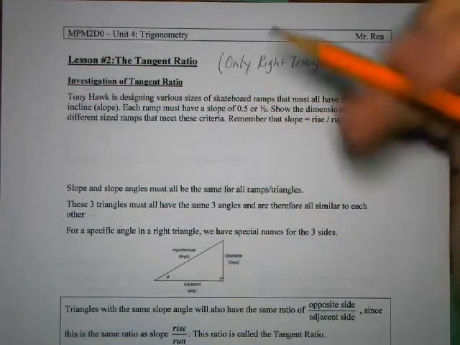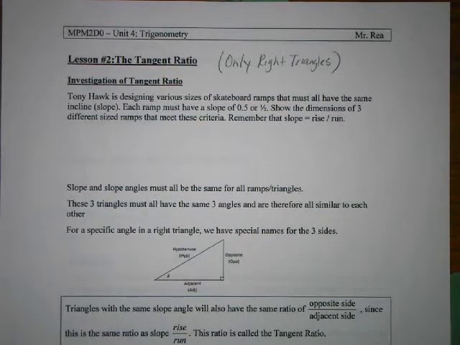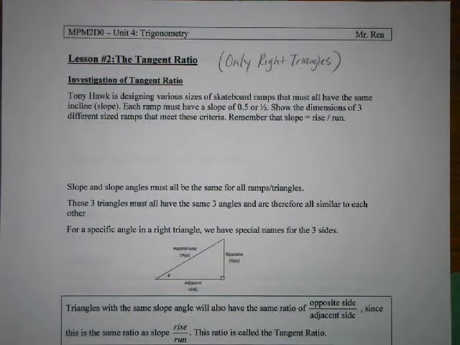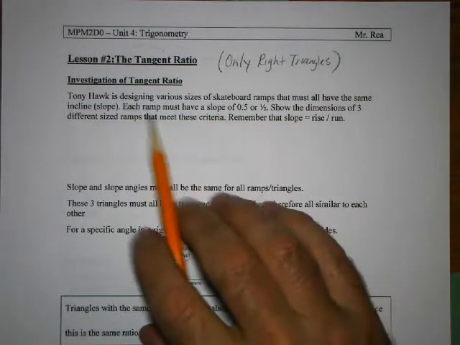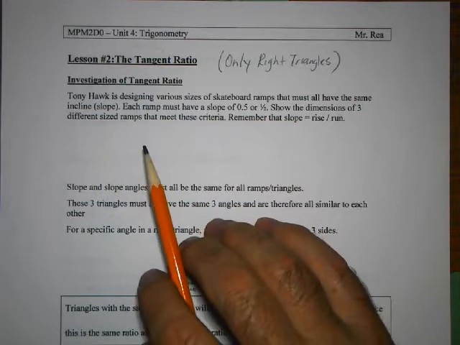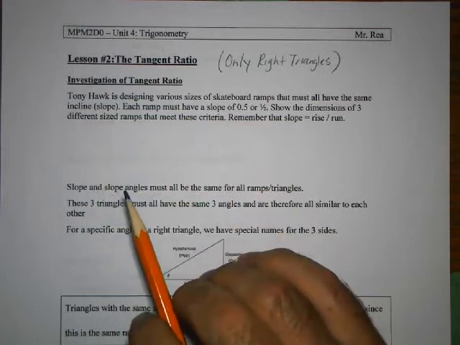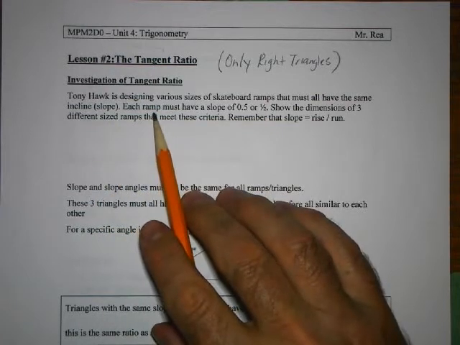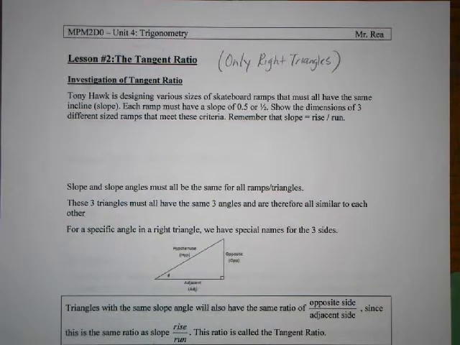It might be a little dated by now. Tony Hawk, who is the god of skateboarding, he's probably getting up in age now, but I think he's still involved in the sport. So he's designing various sizes of skateboard ramps, and they must have the same slope or the same incline. Okay, and says that each ramp must have a slope of 0.5 or 1/2. And what we want to do is come up with some different size ramps that have the same slope.